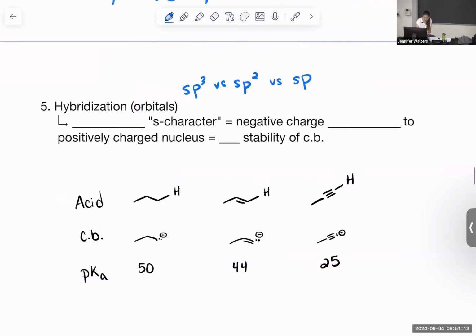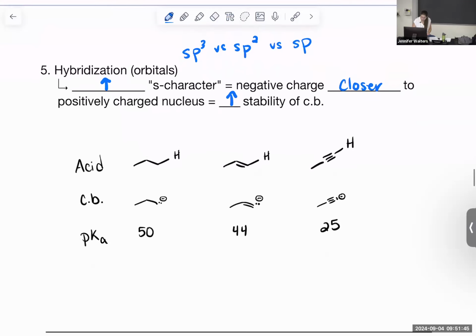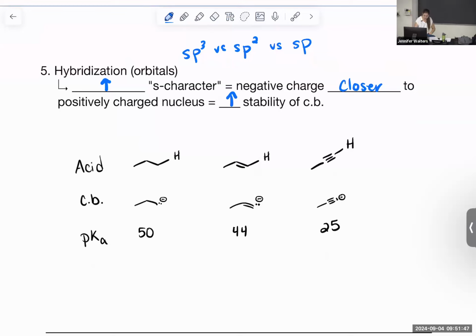Increasing your s character means that your negative charge is closer to the positively charged nucleus because your s orbital is smaller than your p orbital, so the s orbital is closer to the center. So as you increase your s character, that negative charge, that electron density, gets pulled closer to the nucleus. That increases the stability of your conjugate base because opposite charges attract. So the closer you can get the opposite charges, the more stable it becomes. So when we look at how do I actually apply this, what is the hybridization of this atom?